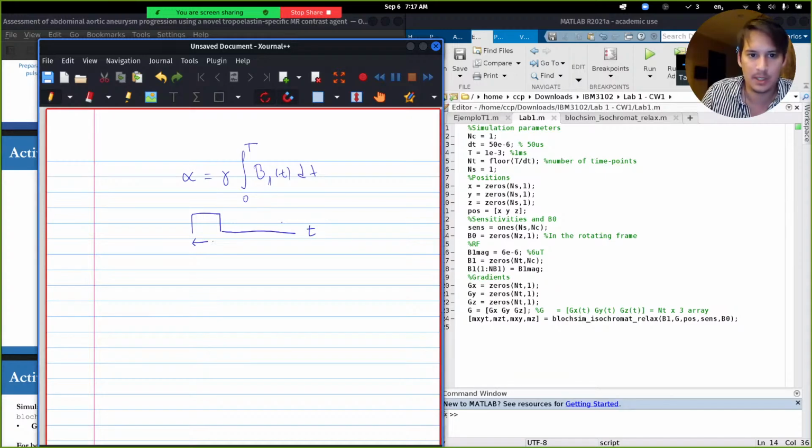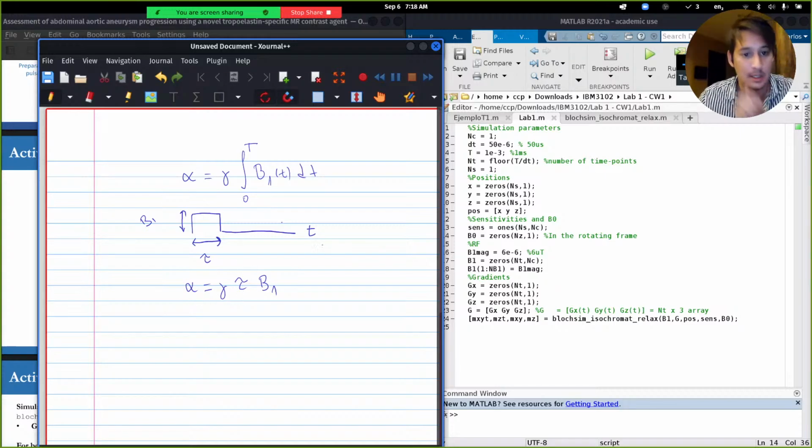That means that it is applied for tau with a magnitude of v1. This integral is basically the area of this square. So that means that our flip angle is the gyromagnetic ratio times tau times v1. So if we want to know how long we need to apply the RF pulse for a 90-degree excitation, we put 90 degrees here in radians.